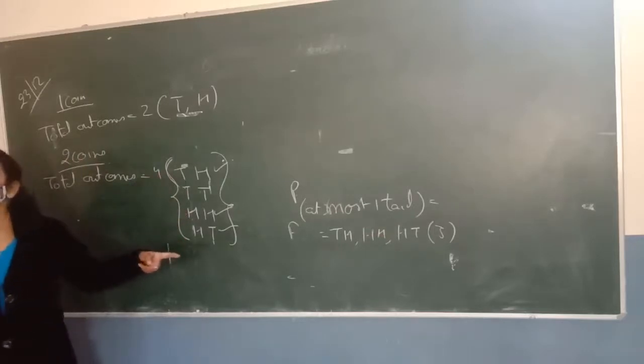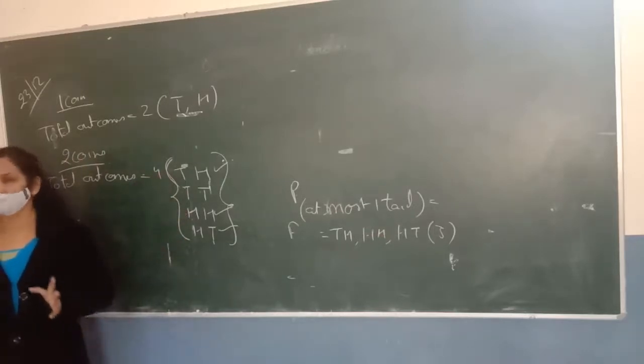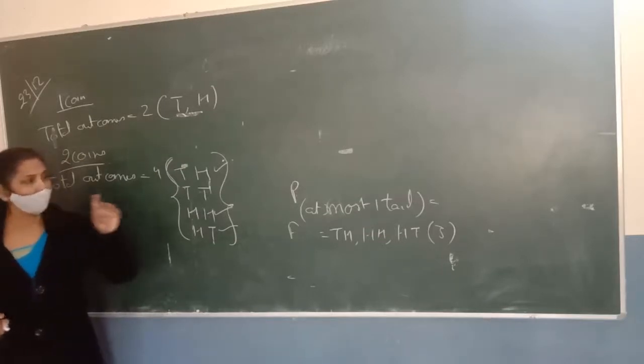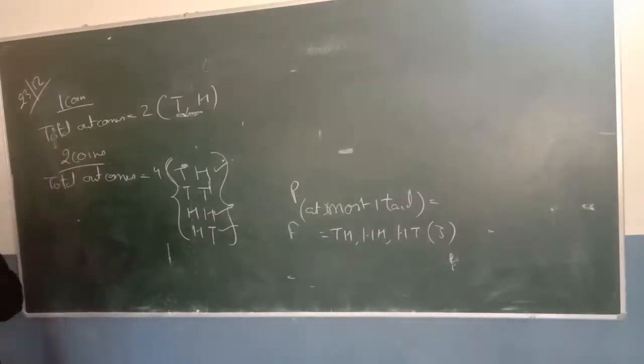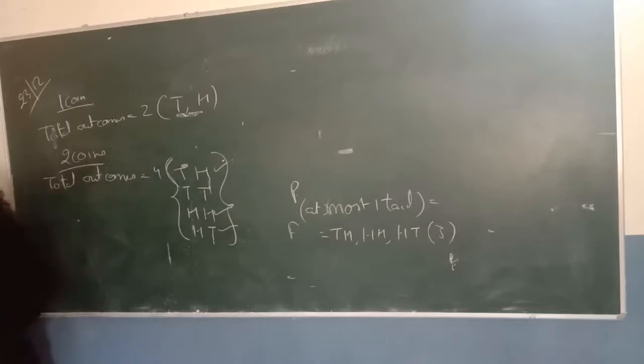At most का मतलब ज्यादा से ज्यादा इतना, इससे कम वाला आप काउंट करोगे. So at most 1 tail means it can be 0 tail, it can be 1 tail. Is it clear? कोई डाउट है किसी को इसमें? So please write down the total outcomes for the 2 coins.